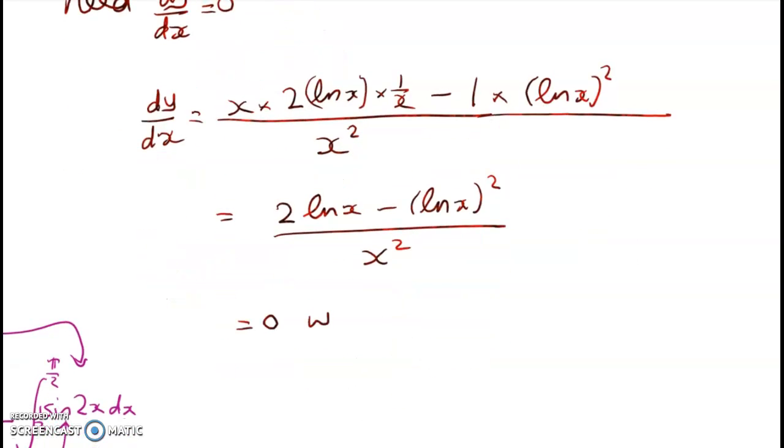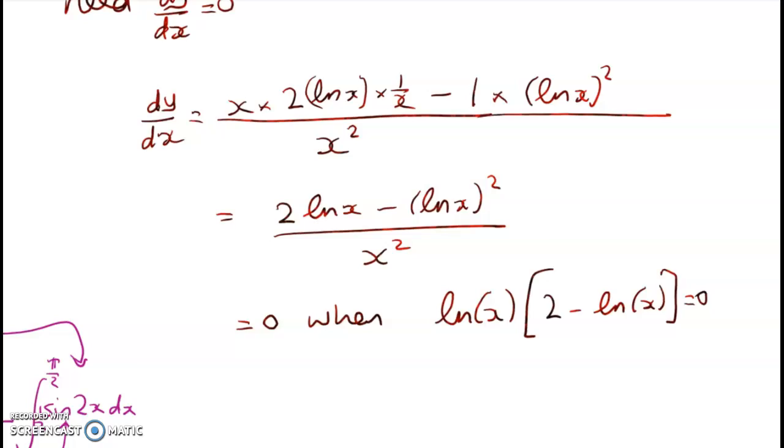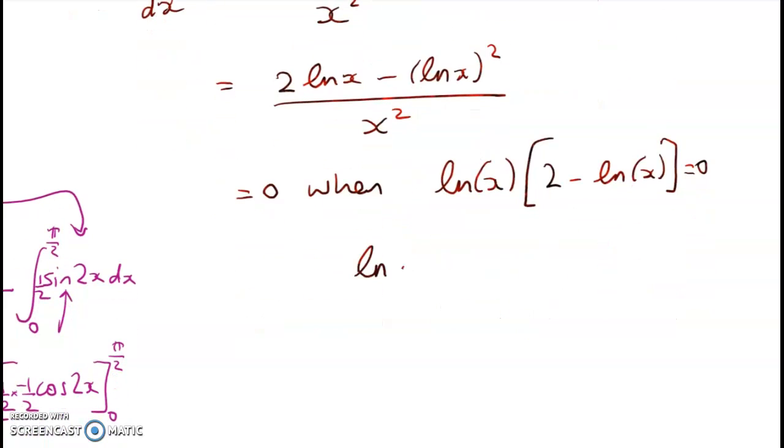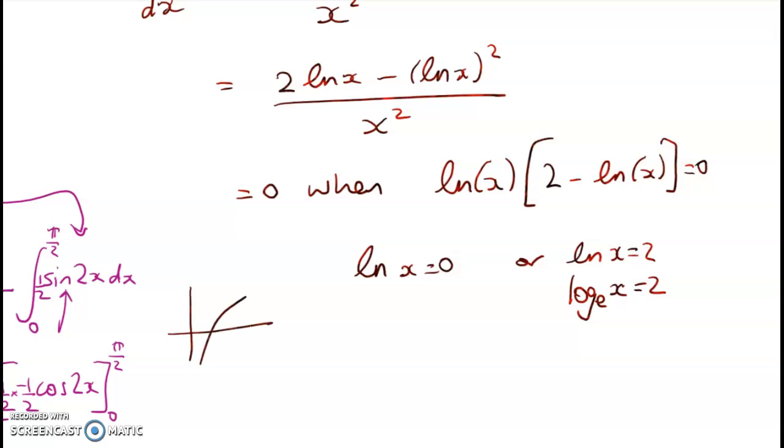So this cleans up to give me 2 ln of x minus ln of x squared over x squared. And that equals 0 when the top line is equal to 0. And that will happen when ln of x times 2 minus ln of x is equal to 0. So two solutions here. Ln of x is equal to 0, or ln of x is equal to 2. Remember that ln just means the natural log, means the log to base e. So here, this one should be feeling very easy. x is equal to 1, right? Over here, we've got e squared is equal to x because of how logs work.